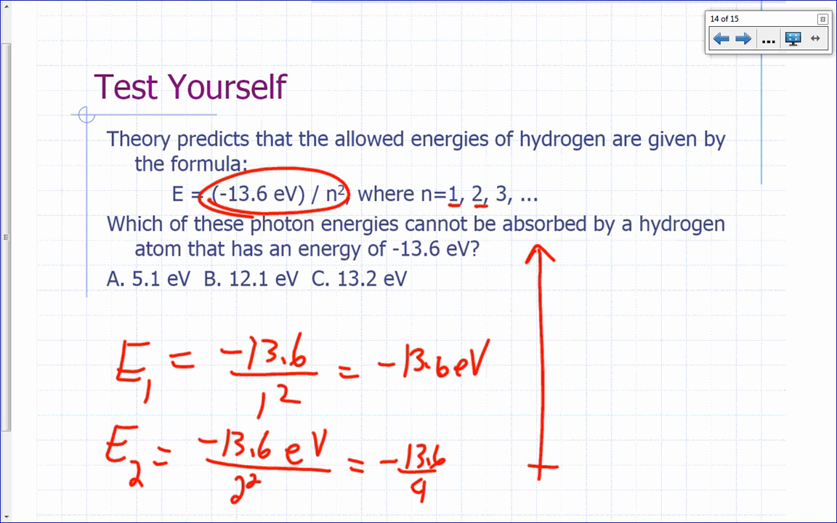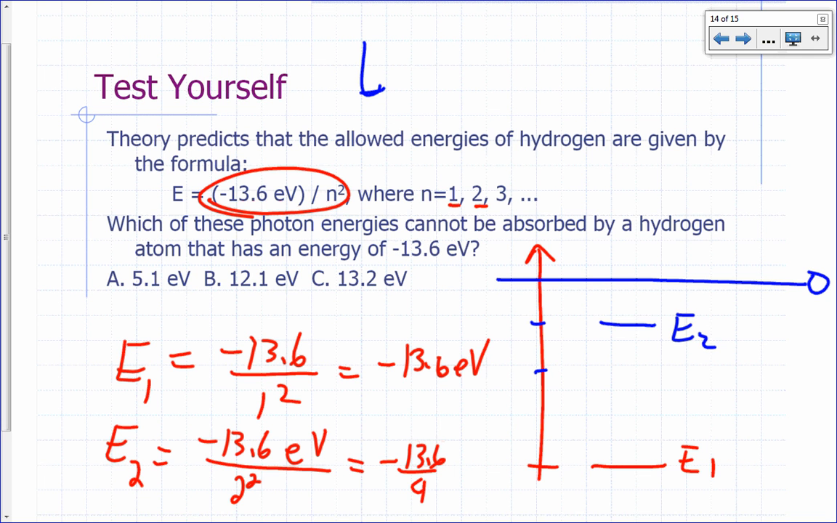So if this is negative 13.6 right here, this is E1, where's E2? Let's put 0 over here. It's a quarter of the way between 0 and E1, right? So it's E2 right here. Where's E3? 1/9 of the way, right? So E3 would be negative 13.6 over 3 squared. So that's 1/9. So this is 1/8, so 1/9 somewhere here. So E3 is over here.